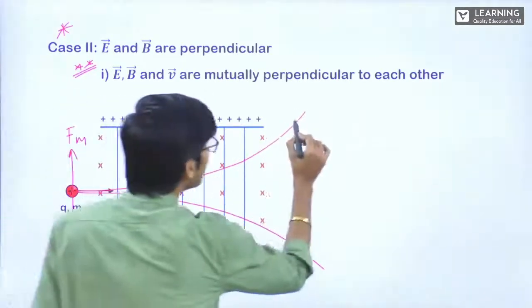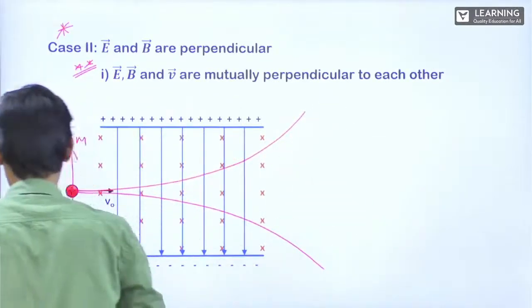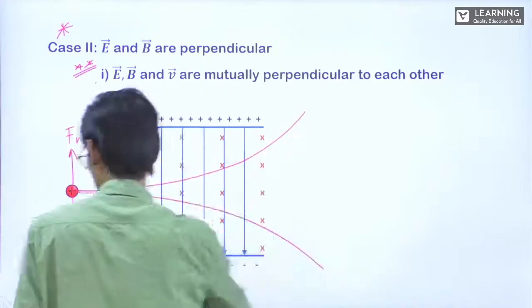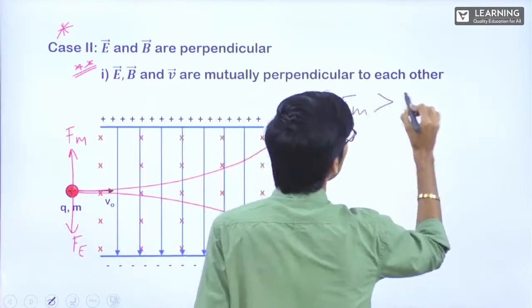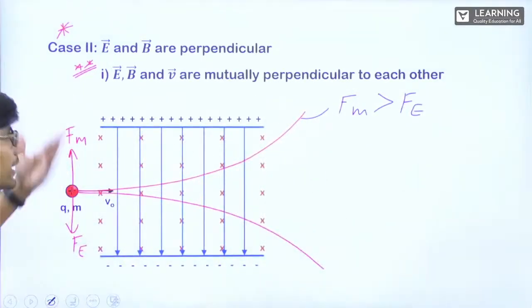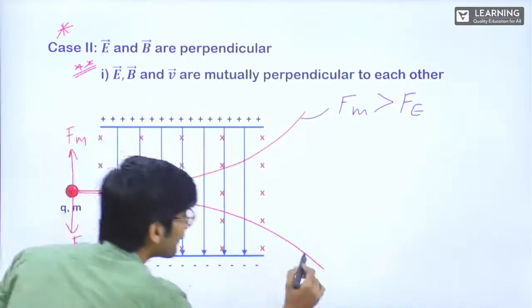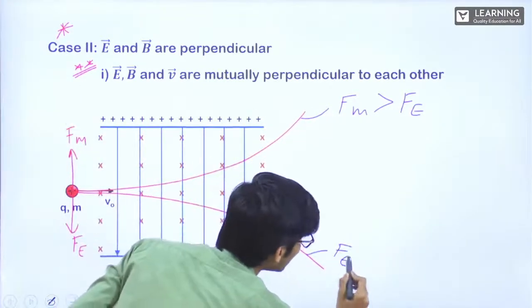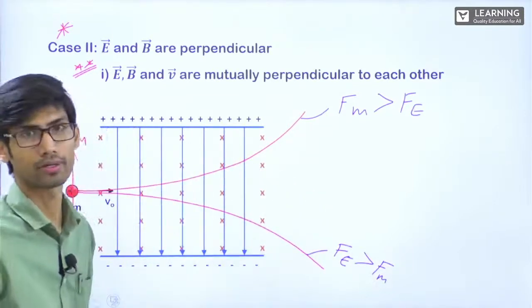This will happen only when Fm is greater than Fe. If Fm is greater than Fe, the net force will be upwards and the particle will go upwards. The downward case will happen when Fe is greater than Fm. Note it down, make a note of it.